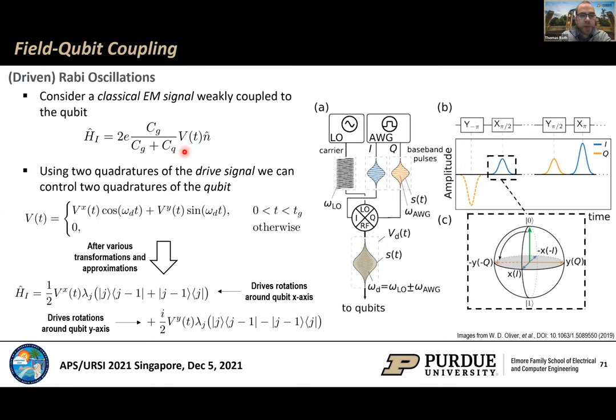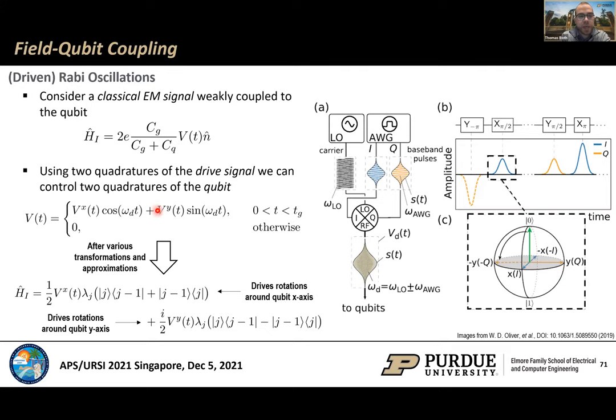It's just a classical variable like we're used to in electrical engineering. Now, the important thing that ends up happening is that we can use two quadratures of this drive signal and this voltage to control the two quadratures of the qubit. It takes a bit of math to see that, but essentially, if we have, say, this suggestively written Vx being a baseband or envelope function multiplied by a very high frequency cosine, and we have this Vy being multiplied by a sine of a very high frequency oscillation, we're able to use these different envelopes to control the qubit in very interesting and selective ways.